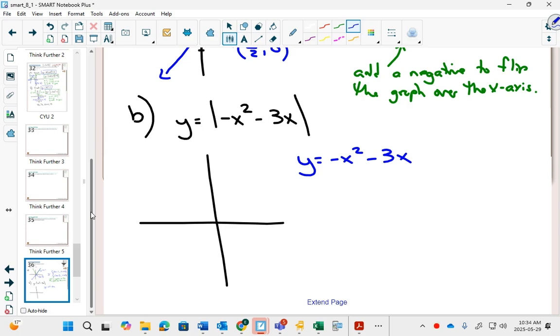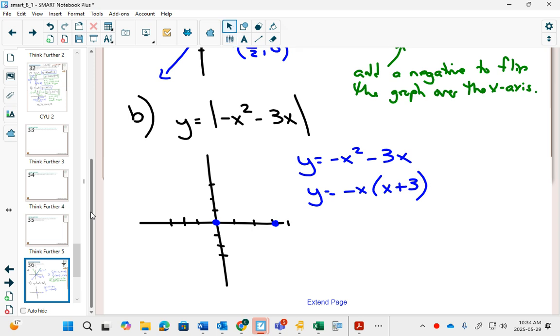Well, it's not in standard form. I don't know the vertex. I could choose to try to change it to standard form. That could be an option. I could also write this one in factored form. I could take out a negative x, leaving me with x plus 3, and that would help me because I could tell that I have an x-intercept at 0 and an x-intercept at negative 3.